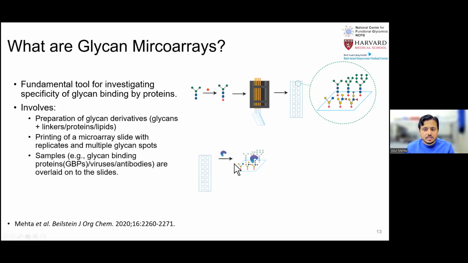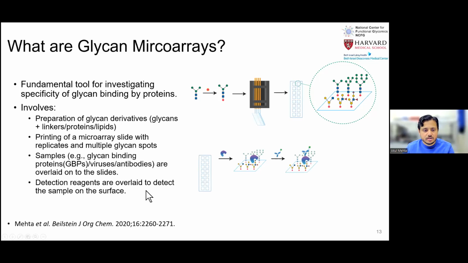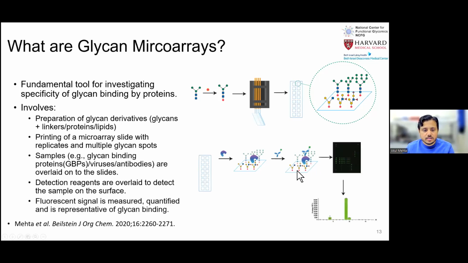So imagine this is a surface of one of the sub-arrays, and you can incubate a protein on top of it, but you can also incubate other things like viruses, antibodies, even bacteria on this. And then you can add a detection reagent on top of this, and then you can check this fluorescence signal using a scanner, and then quantify the fluorescence signal to give you a reading of the binding to the glycans which are printed on the surface.